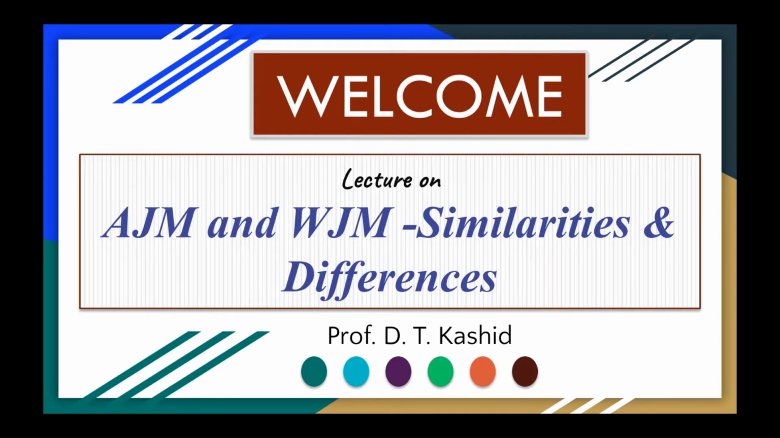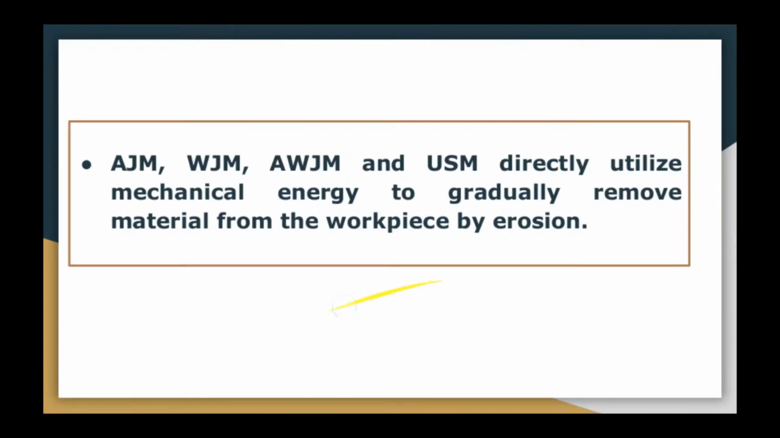Today in this particular talk we are going to discuss the similarities and differences between abrasive jet machining and water jet machining. First, we will summarize the working principle of abrasive jet machining and water jet machining. As we know, mechanical energy based non-traditional machining processes directly utilize mechanical energy to remove material from the workpiece by erosion action. Examples of such processes include abrasive jet machining, that is AJM, water jet machining, WJM, abrasive water jet machining, and ultrasonic machining, that is USM.